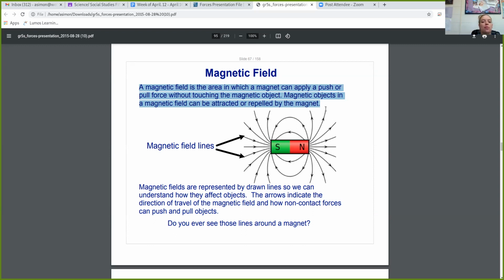Magnetic fields are represented by drawn lines around it so we can understand how they affect each other. If we look at this picture, we see the arrows that tell us how the magnetic field is moving, and the direction of the magnetic field. But we don't ever see these magnetic field lines. If we look at a magnet like this, I don't see lines coming off of it. So magnetic field lines are always there, but they're invisible. We do not see them.